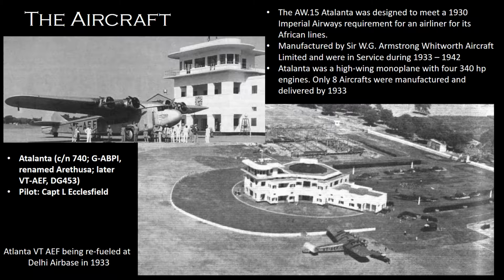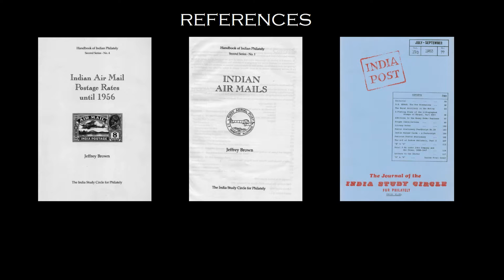The AW-15 Atalanta was designed to meet a 1930 Imperial Airways requirement for an airliner for its African lines. They were manufactured by Sir W. G. Armstrong Whitworth Aircraft Limited, and were in service during the period of 1933 to 42. Atalanta was a high-wing monoplane, with four 340 horsepower engines. Only 8 aircraft were manufactured and delivered by 1933. Here are a few photographs of the same plane at Delhi's Willingdon Airport. The following books and journals were used while making this presentation.